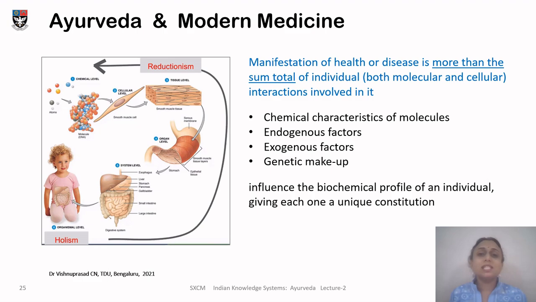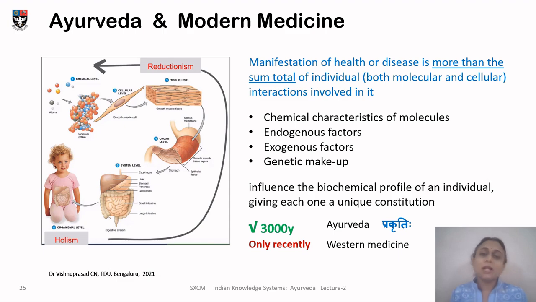And of course, the genetic makeup, the DNA, the genes that are present in each individual, and the alleles of those genes, the different forms of the same gene that are present in different individuals. So health and disease are a manifestation of a synergy of all these factors put together. And this results in the unique biochemical profile of an individual.